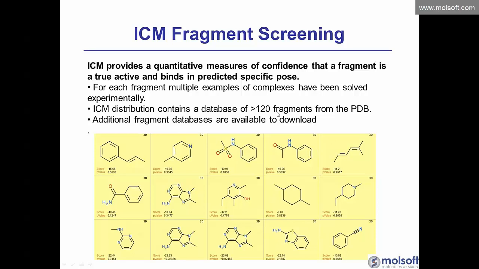And this allows us to estimate sensitivity and specificity, so true positive and true negative rates, at any given docking score. This gives you an expected number of false positive binding poses below a certain cutoff, and it provides a quantitative measure of confidence that a fragment is a true active and binds in a specific pose. So rather than just using a docking score, we also have statistics based on these poses of these fragments, based on atomic structures from the PDB.